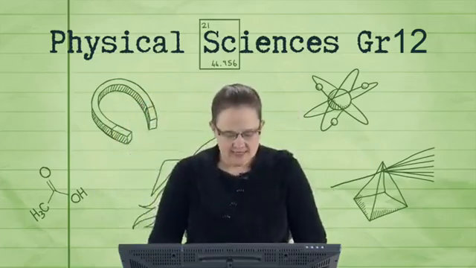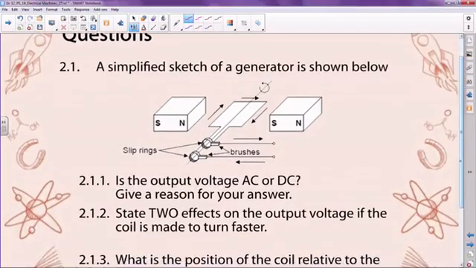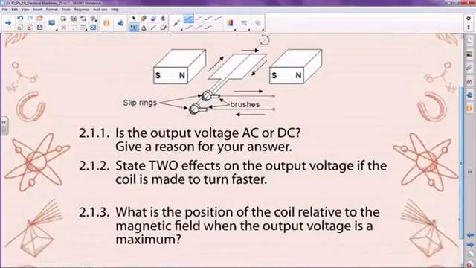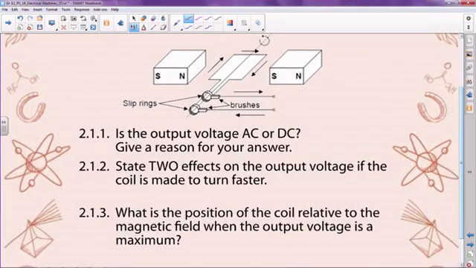Doesn't matter. So here's our question, and it says to us that we have a simplified sketch of a generator shown below. The first thing they ask you is, is it AC or DC? And explain your answer. Two effects on the output voltage: how can we make it bigger? And then they say, what is the position of the coil relative to the magnetic field when we get a maximum voltage? So here they don't even want to know what our current is. They don't care about the current. Okay, they're looking at other things. So this is a relatively easy question, but you've got to do a bit of writing. So I'm going to give you 2 minutes and your time starts now.